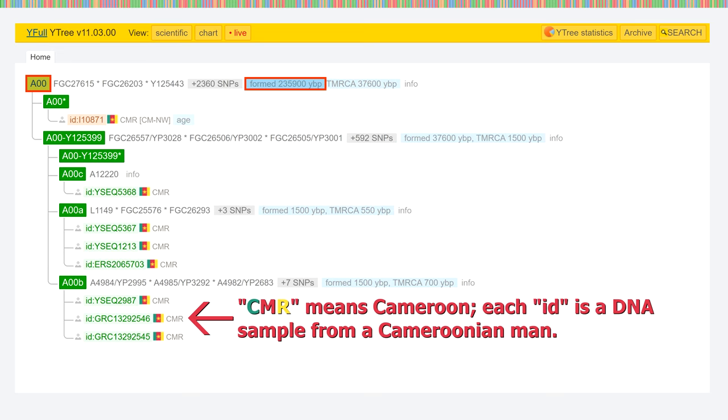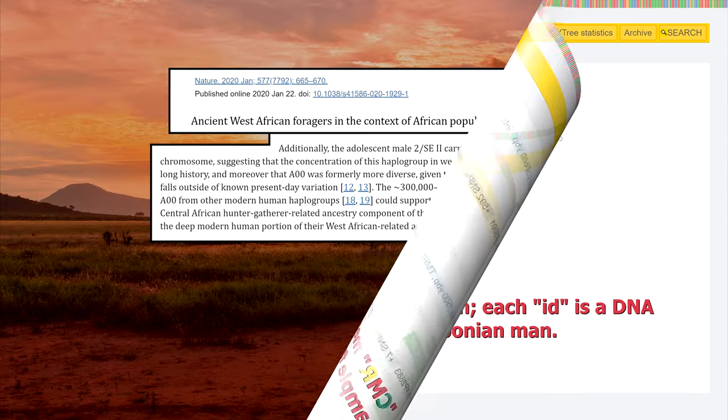Therefore, there is the possibility that West Africans inherited A00 from the North African divergent modern humans, since they would have been the descendants of the North African basal modern human population from which the Jebel Irhoud fossils came. And since the Jebel Irhoud fossils were found in Jebel Irhoud, Morocco, which is in North Africa, then the divergent modern human descendants of their population may have also inhabited North Africa.